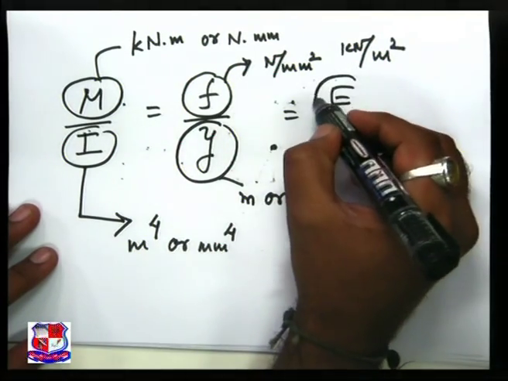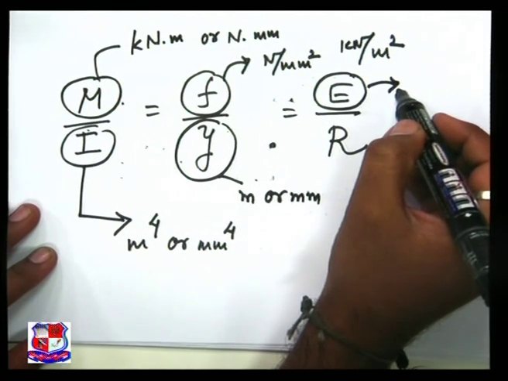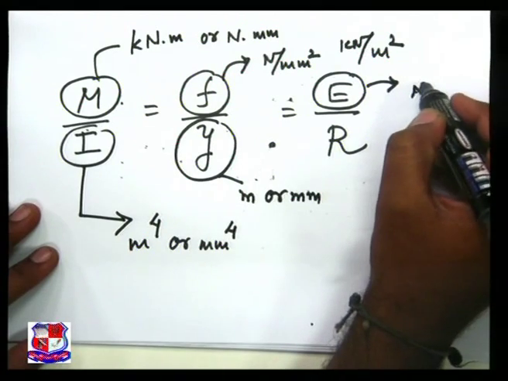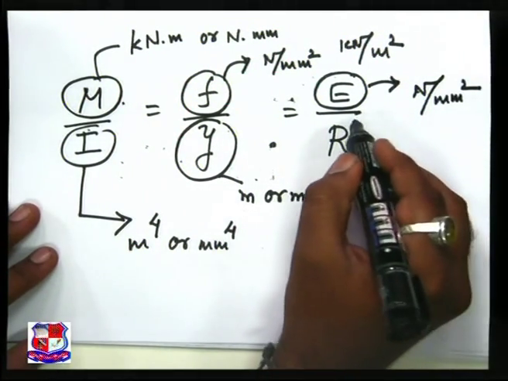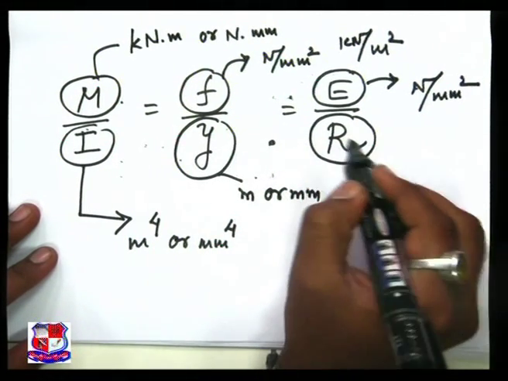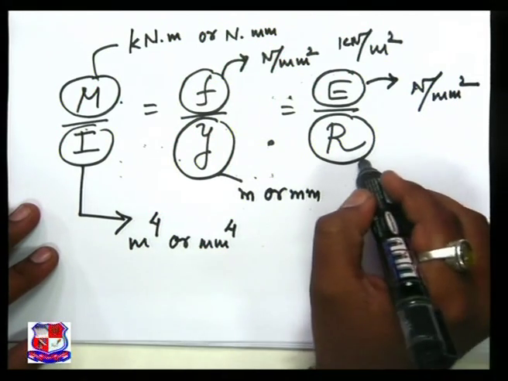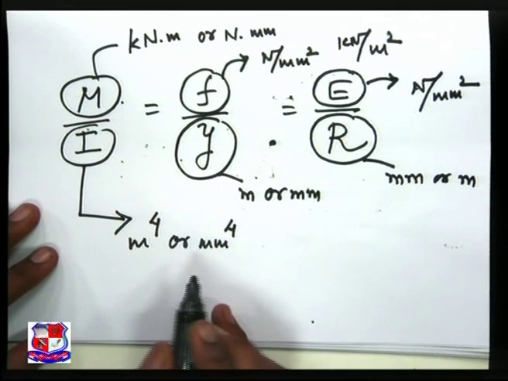E, modulus of elasticity, Young's modulus, property of a material, it is in terms of Newton per mm square. R, radius of curvature of a particular section of a beam, the unit is millimeter or meter.